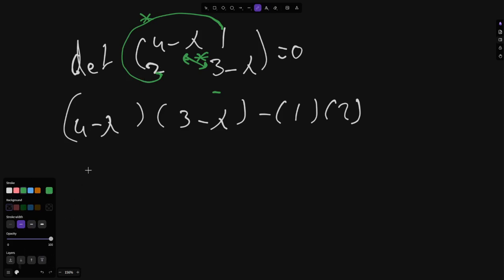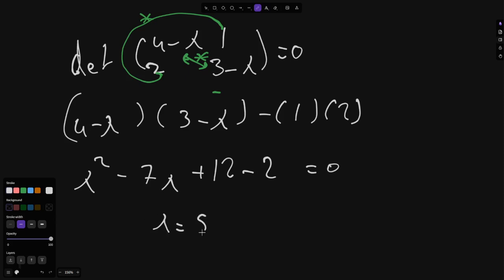So by that we can find lambda as a polynomial equation: lambda squared minus 7 lambda plus 12 minus 2 equals 0. So now lambda is equal to 5 and lambda is also equal to 2. So what do two values mean? It means one direction that stretches by 5x and another that stretches by 2x.